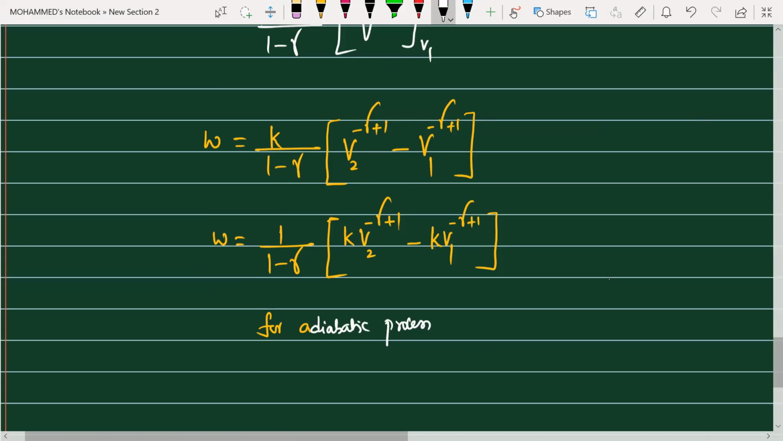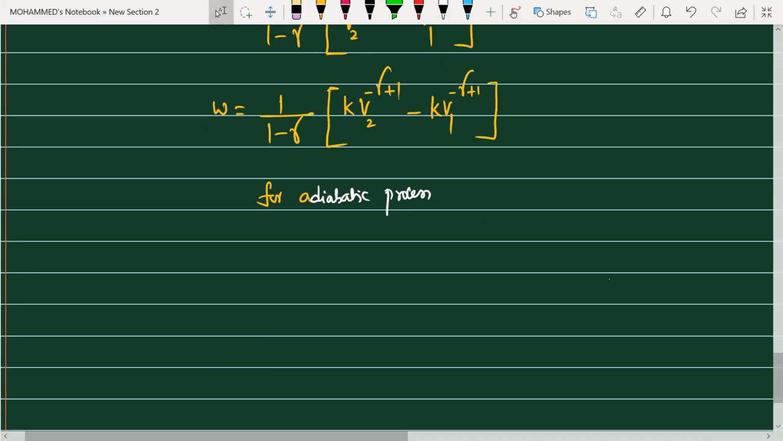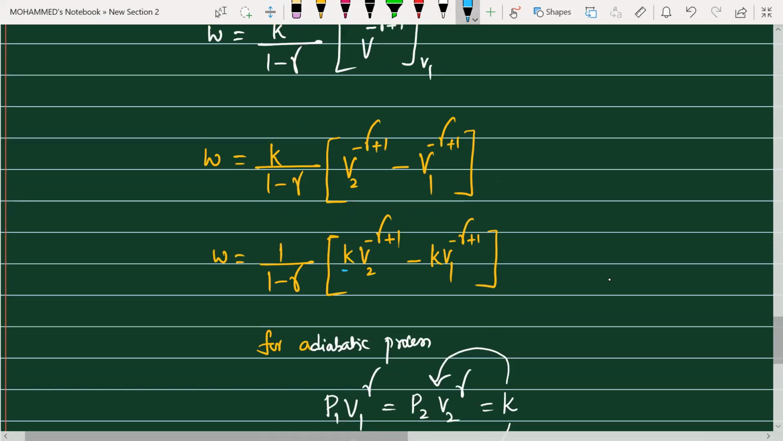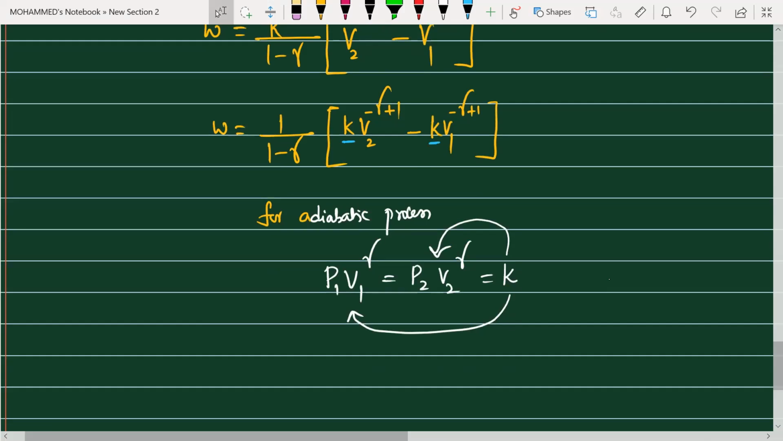But in an adiabatic process, we know that P1 V1 to the power of gamma is equal to P2 V2 to the power of gamma is equal to constant K. Yes, sir. So K value can be written like this, and K value can also be written like this. So if I substitute that value in the place of K, in this place of K, and in this place of K, what will I be getting right now?